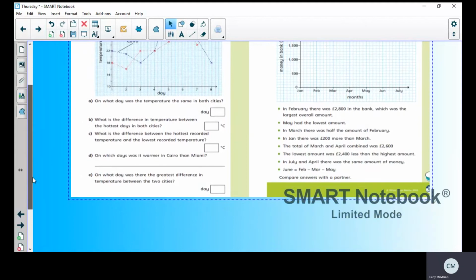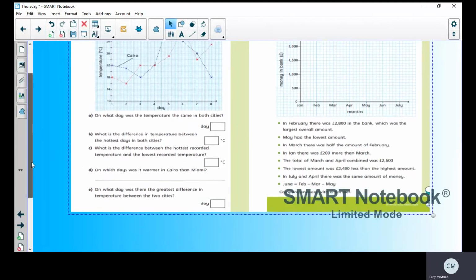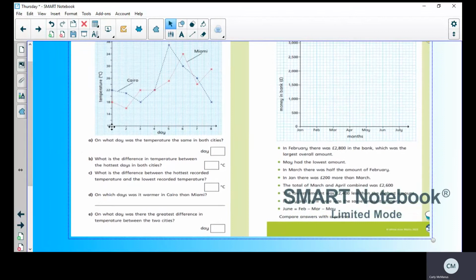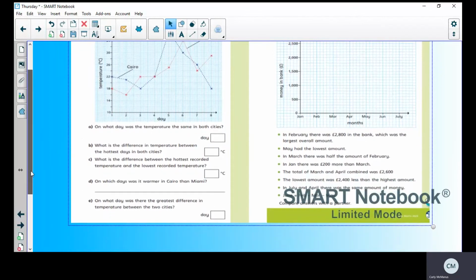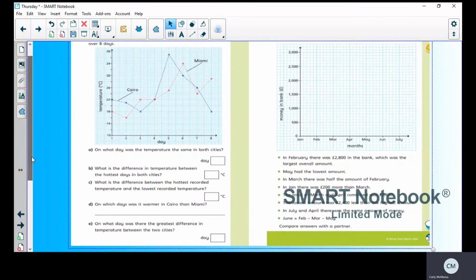On which days was it warmer in Cairo than in Miami? So look at each day. Let me just check that question, sorry. Warmer in Cairo than Miami. So Cairo is the blue line. So you're looking for which days the blue line was above the red line.